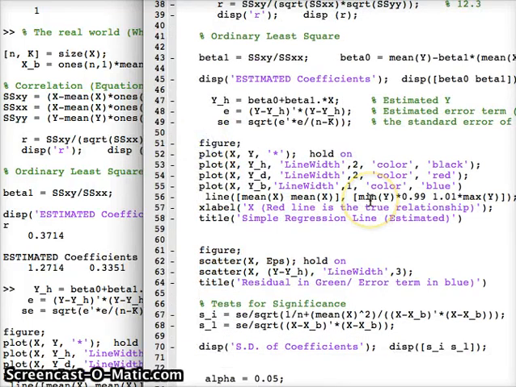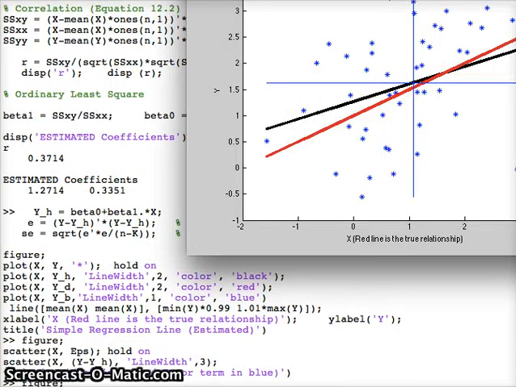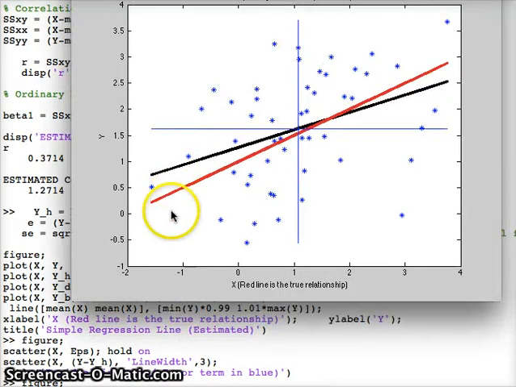So on this figure, the black line is based on the estimated y, and the real value of the y is on the red line. So you can see they are slightly different. However, you can see the regression line always goes through the average of the x and the average of the y.